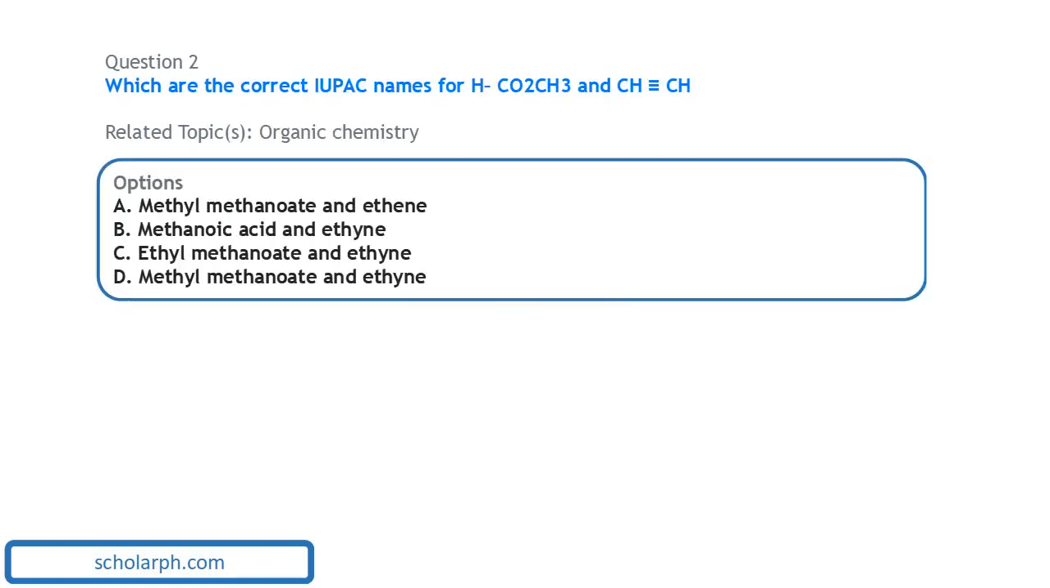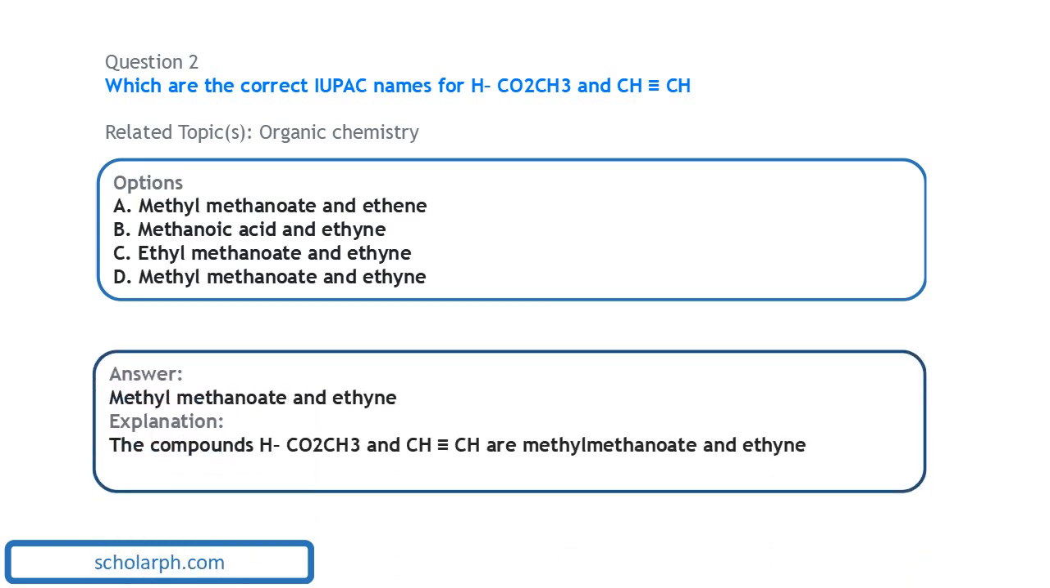Next question on organic chemistry. What are the correct IUPAC names for these compounds here? So this compound here has the functional group COO, that is the functional group of the esters, that is the alkanoate. So that means that this compound here is an alkanoate. Okay, so which alkanoate is it? Then we look at the substituent that we have there.